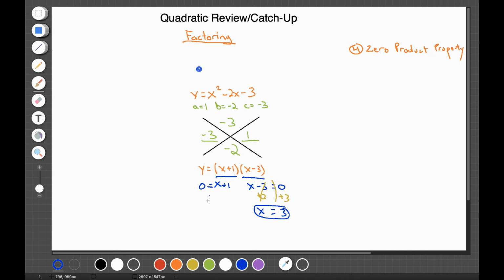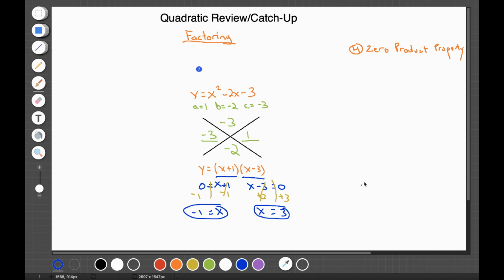Then we have x plus 1, so we have to do this one as well. Again, we're going to think, oh, it's x plus 1. Well, if I subtract 1, that will get rid of that 1. I have to do it to both sides. That cancels out. We get 0 minus 1 is negative 1, so x equals negative 1. So that's the last step, the zero product property. That's how you actually find the zeros.